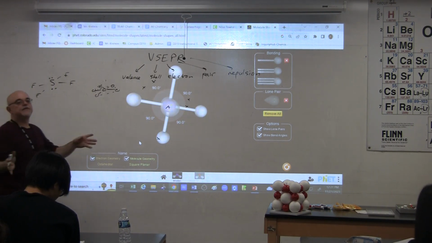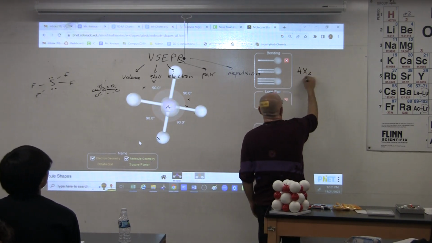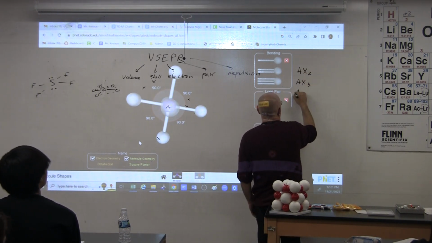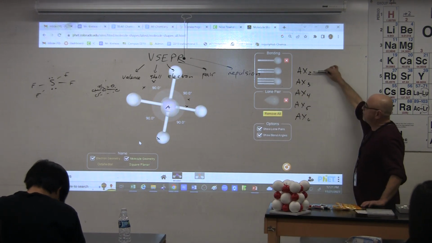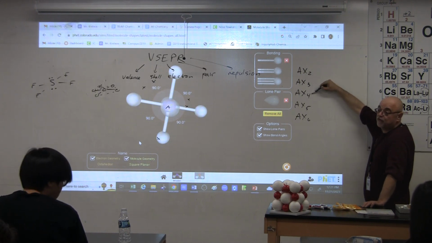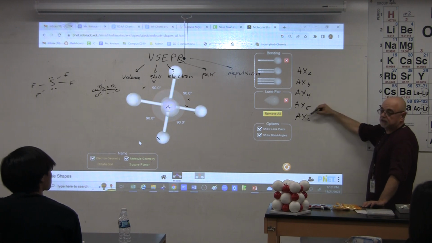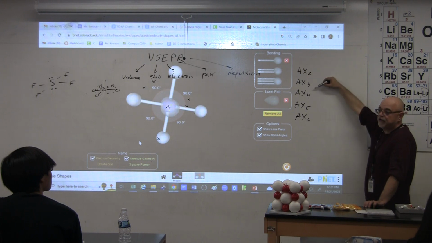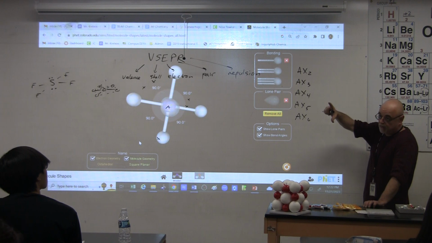So what's the key to this game? Memorize right away the fundamental heads of each family, meaning the ones that are at the top of each starting list. AX2, AX3, AX4, AX5, AX6. Linear, trigonal planar, tetrahedral, trigonal bipyramidal, octahedral. Once you know these solidly, all the others are derivatives. They're all just taking these and changing them by replacing an atom with a lone pair and then changing the name of the shape of the molecule.